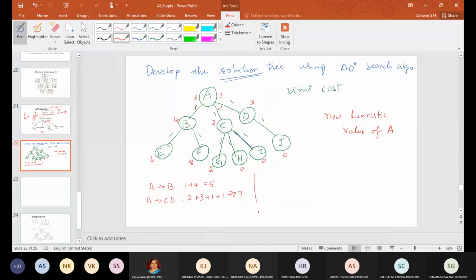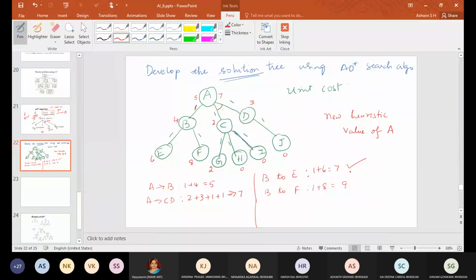Now next step will be, step 2 will be B to E, and you calculate B to F. So B to E will be 1 plus 6, 7. B to F will be 1 plus 8, 9. So this has to be selected. B to E should be taken.